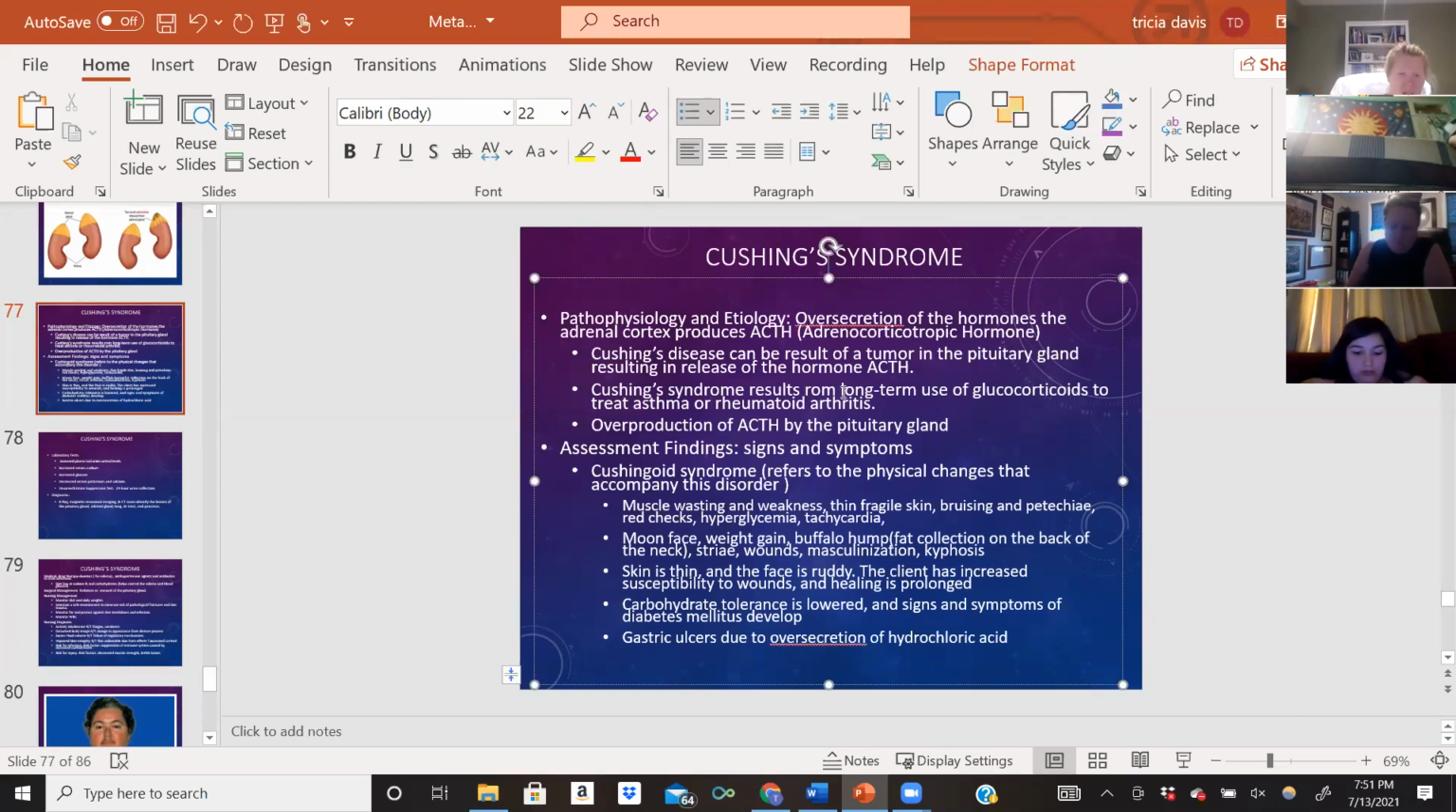glucocorticoids to treat asthma and rheumatoid arthritis. So it's very, very common that patients that have had asthma for a long time, and obviously as they get older, this rheumatoid arthritis, they develop this. And it is just an overproduction of the ACTH by that pituitary gland. So we may see something called Cushinoid Syndrome. Cushinoid Syndrome is just the physical changes that we see that accompany the disorder with Cushing's syndrome.